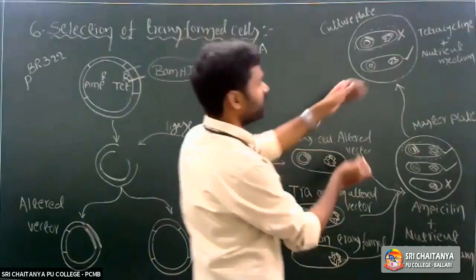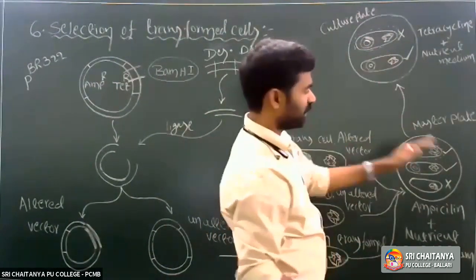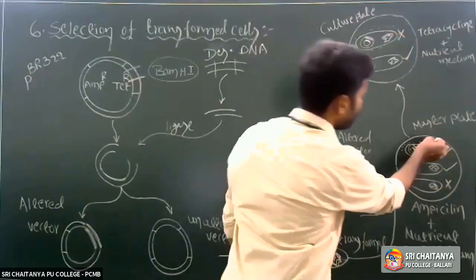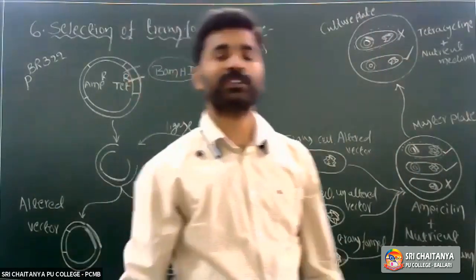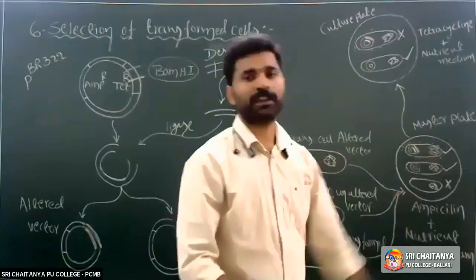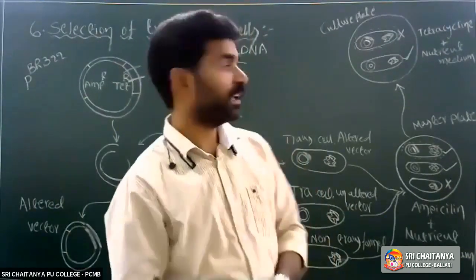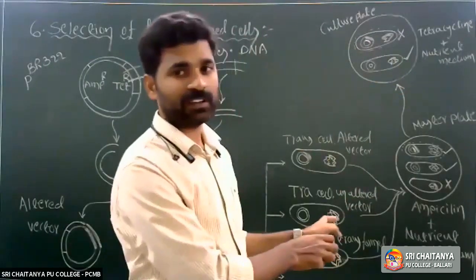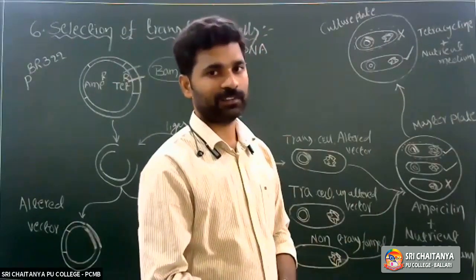So easily we will separate the bacterial cells which can survive in both culture plate and master plate, right? And the bacterial cells which can survive only in the master plate, not in the culture plate, are considered recombinant cells. Those recombinant cells are separated from the master plate and used in rDNA technology, right? So in this way, recombinant cells are selected from the non-recombinant cells, and transformed cells are selected from the non-transformed cells, right?